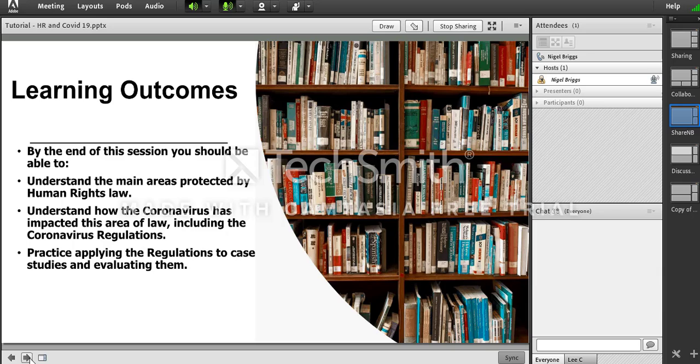Let's look at our learning outcomes for the evening. By the end of this session, you should be able to understand the main areas protected by human rights law. You should understand how the coronavirus has impacted this area of law, and in particular, we're going to look at the new coronavirus regulations. You should then be able to use that knowledge in practice to apply the regulations to 2 case studies, and then we'll do some evaluation together. So unless anyone has any questions, I'm going to start the session and we'll start looking at this detail.